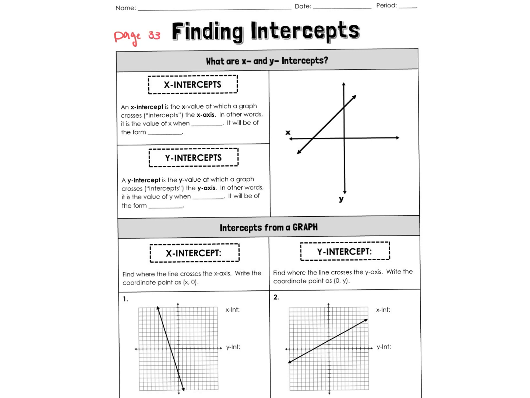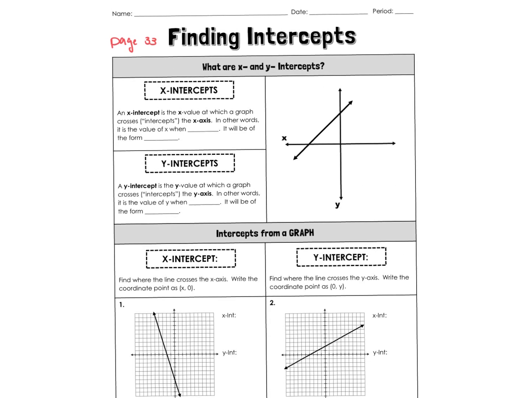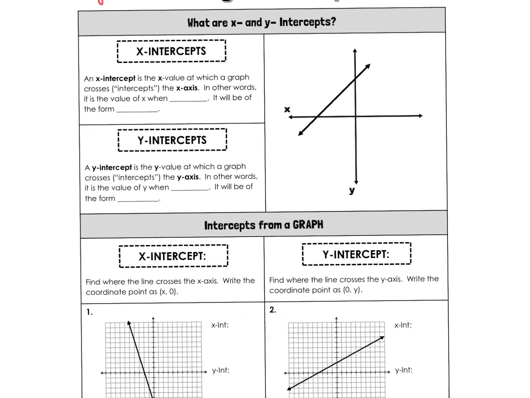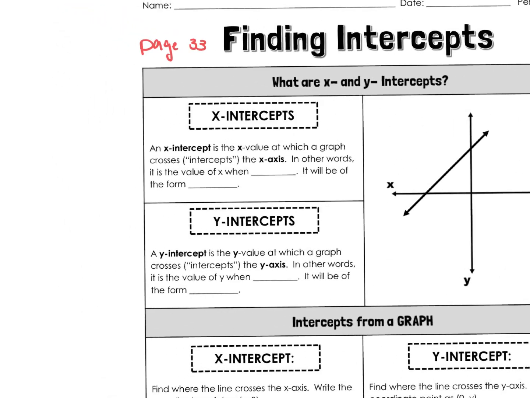All right, what are x and y intercepts? So an x-intercept is the value of x at which a graph crosses the x-axis. In other words, it is the value of x when y is equal to 0, and it will be in the form of (x, 0).